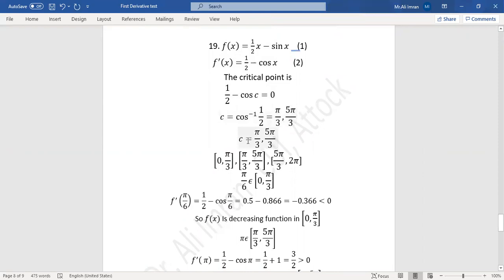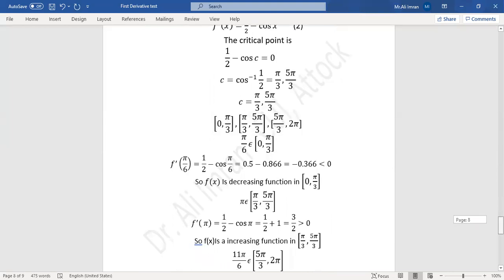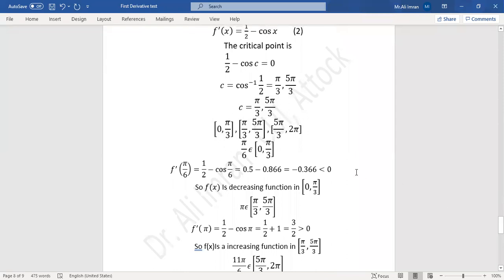With the help of these critical points, we will construct intervals between 0 and 2 pi: 0 to pi by 3 is the first interval, the second is pi by 3 to 5 pi by 3, and the third is 5 pi by 3 to 2 pi. Now we will check the behavior of the function in each interval by taking a test value from each interval.